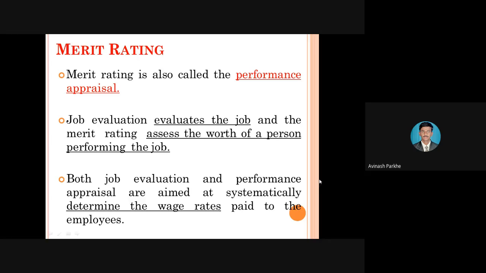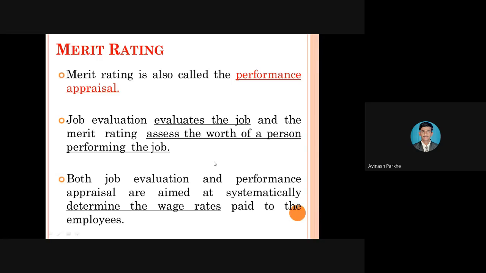This merit rating is also called performance appraisal. Here we have to check the performance of the operators who are working on that particular job. That concept is called merit rating. So job evaluation is related to the evaluation of the job. Therefore, in the second term, I have written: job evaluation evaluates the job, and merit rating assesses the worth of the person who is performing the job.